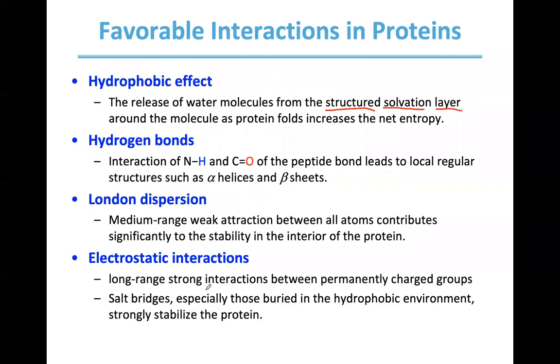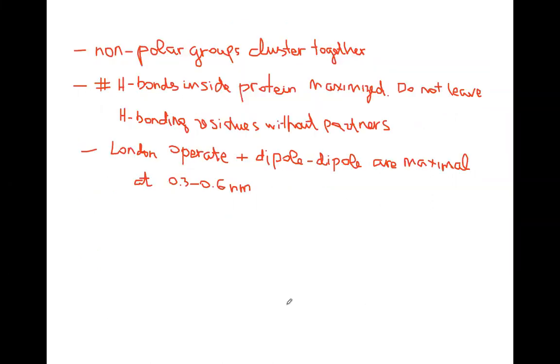And then electrostatic interactions. So these are interactions between permanently charged groups. And for electrostatic interactions, here what we have to look at is what's known as salt bridges. Remember, salts are interactions between ions, all right? That's why they call them salt bridges.